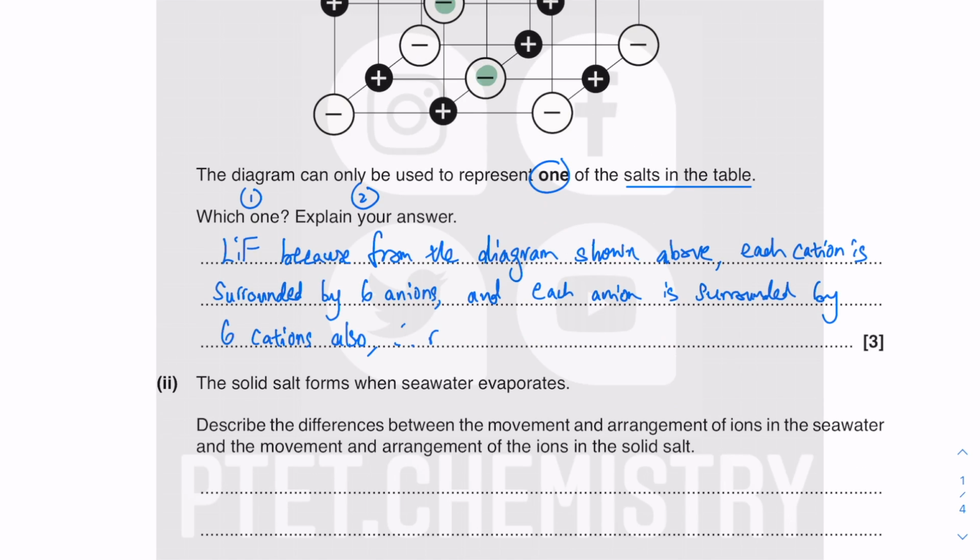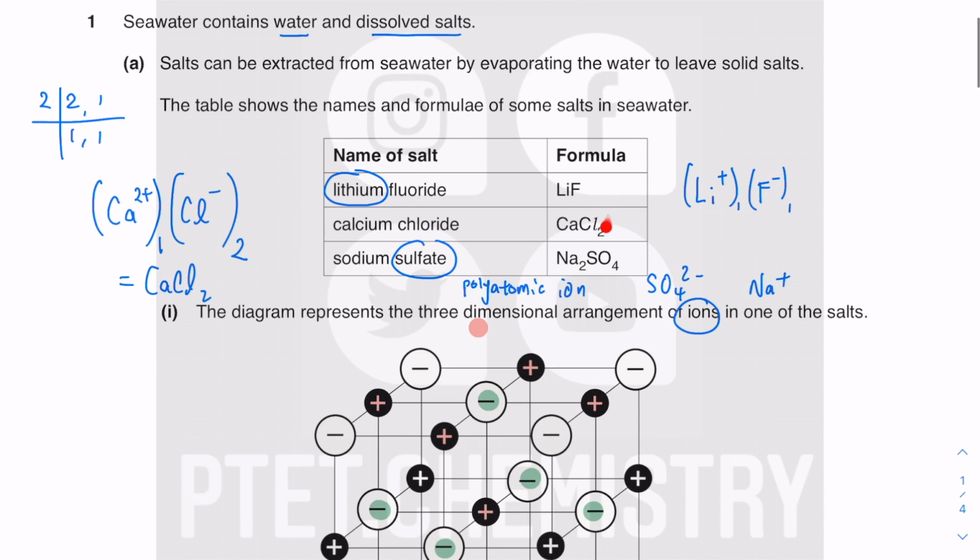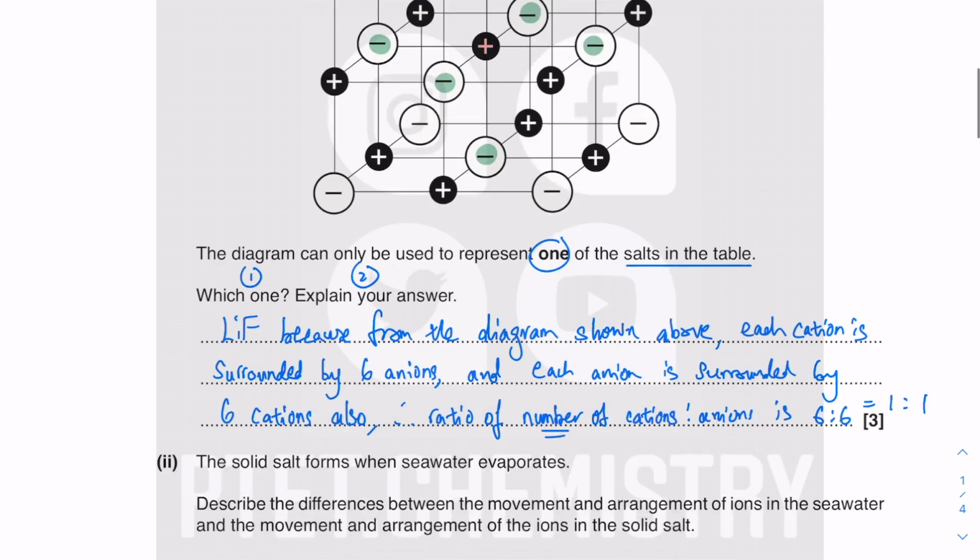Also, therefore, the ratio of the number of cations to anions is 6:6, which you can simplify to 1:1. The only formula of the ions that corresponds to one cation to one anion is LiF, because these two have a cation to anion ratio of 1:2. This one is a 2:1 ratio for the cation to the anion.